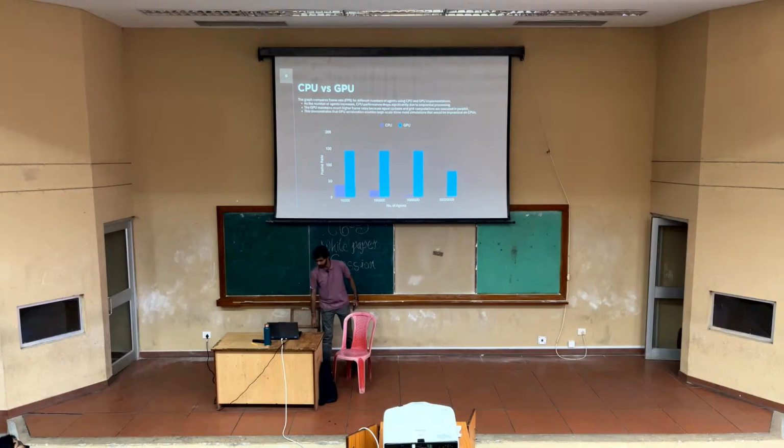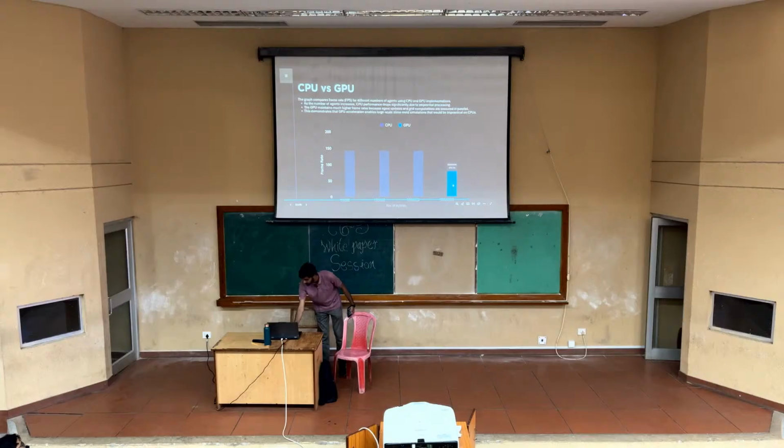You can see the comparison. As the number of agents increases, the CPU chokes, but the GPU consistently performs better than the CPU. At 10 million, the CPU does not even run.